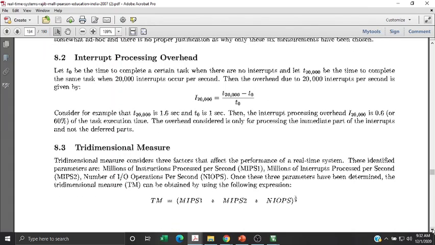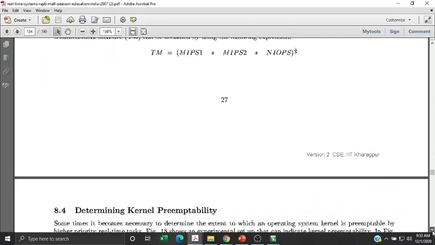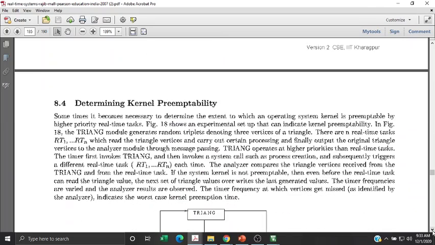Then there was a tri-dimensional measure. You require some single number to indicate something, or I want to make a decision or have an orientation towards a particular aspect. So we had MIPS, instructions per second, or interrupts per second, or the number of IO operations, and the cube root of that will give you some single number, and then you can decide upon something good or bad.